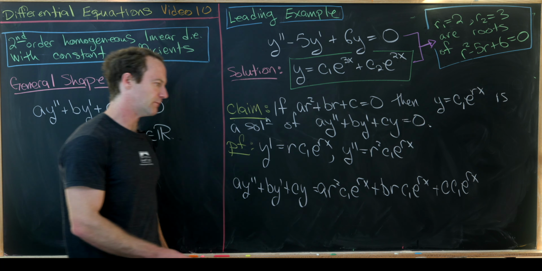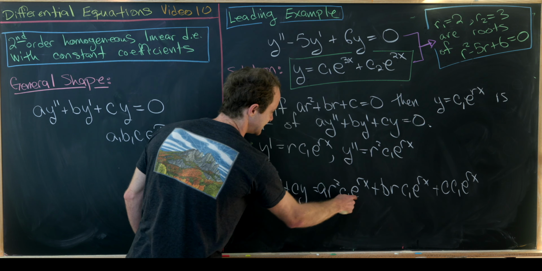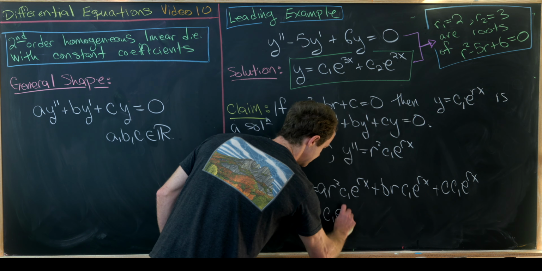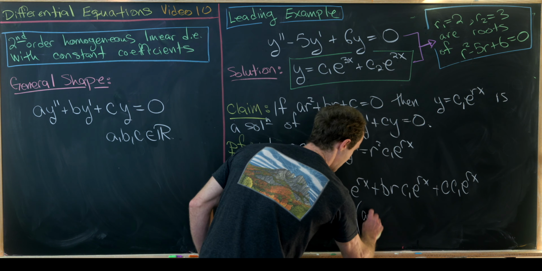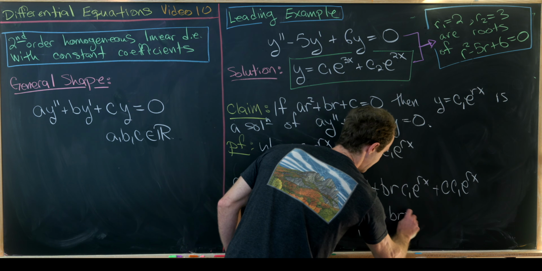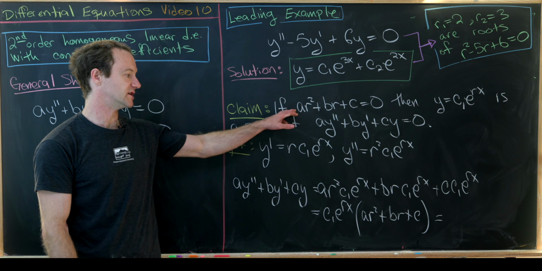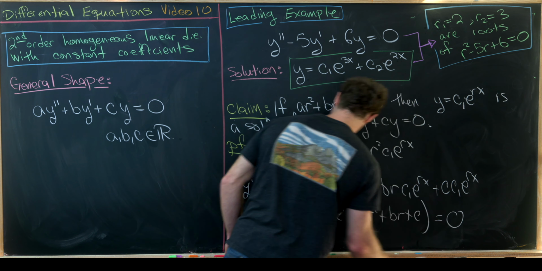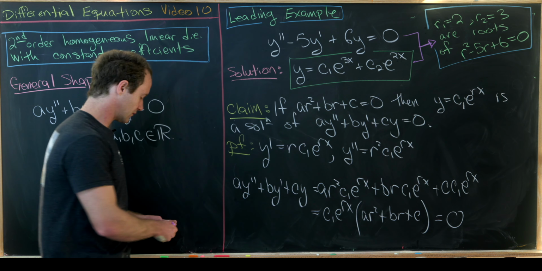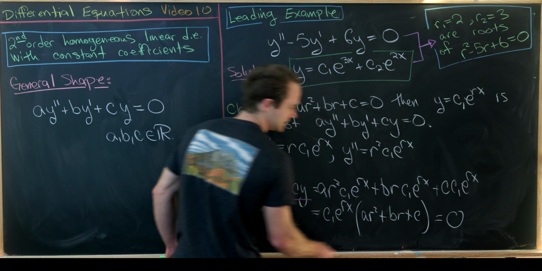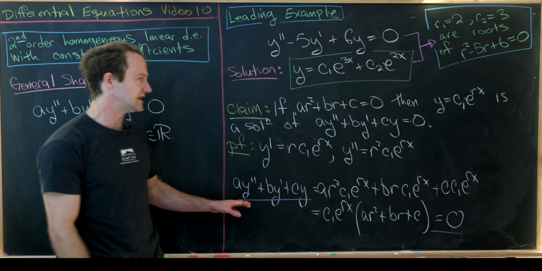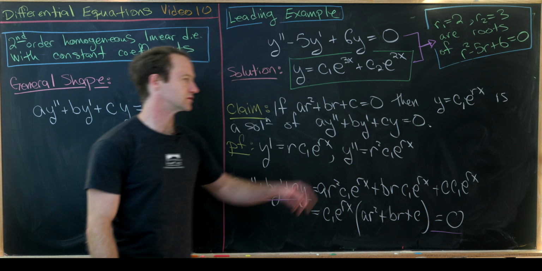But I can factor a bunch out of this. I can factor a c1 e to the rx, and I'm left with ar squared plus br plus c. But ar squared plus br plus c was 0, so that means this equals 0. So now reading from this extreme left to right-hand side, we see that this indeed is a solution to our differential equation.